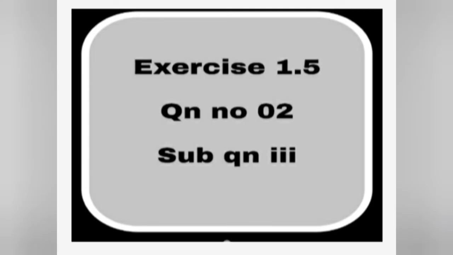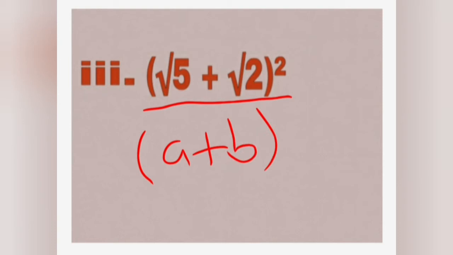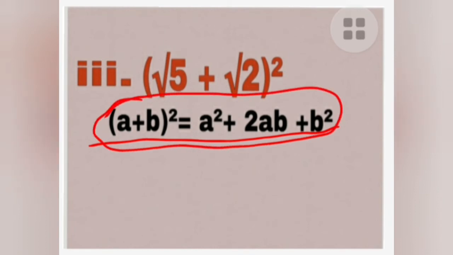Now move on to the third sub question of question number 2 in exercise 1.5. Third sub question is (root 5 + root 2) whole square. So this one also we have to simplify. This is in the form of the (a + b) whole square identity, isn't it? If we use it, you will get your solution very easily. Here we can apply (a + b) whole square is equal to a square plus 2ab plus b square, which we have learned in our 8th standard, isn't it?